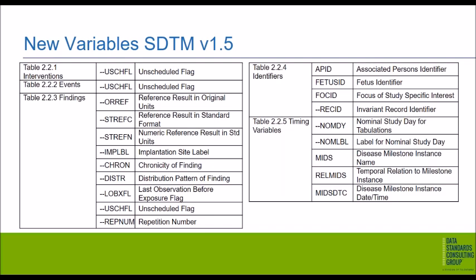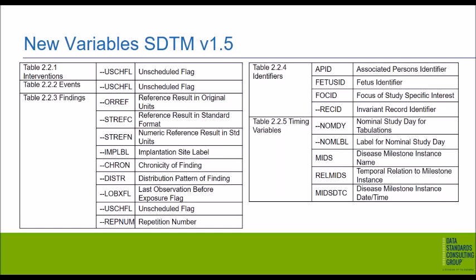Not all these variables that are in 1.5 are suitable for use in human clinical trials. And there's notes to that effect. I've actually got a slide to that effect, time to present it. But it's also in the implementation guide. There's a table that says, hey, these variables aren't to be used in human clinical trials, even though they're in the SDTM.